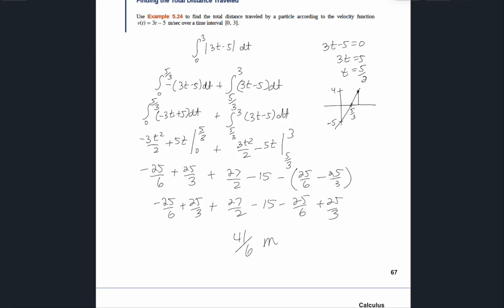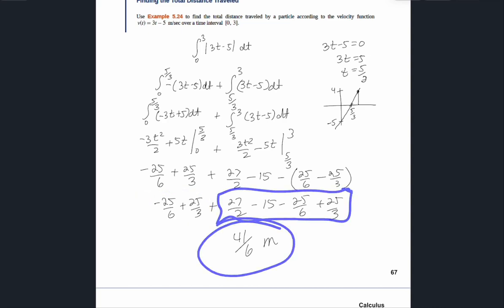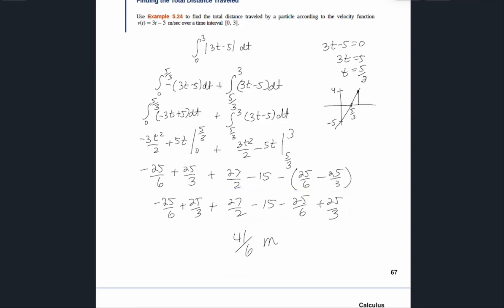So in the first problem, we netted negative 1.5 meters. So we lost 1.5 meters. But if we look at what actually happened, I traveled backwards this amount. I traveled forward this amount for a total of 41/6 meters, which is, I don't know, 41 divided by 6, 6 point something meters total.